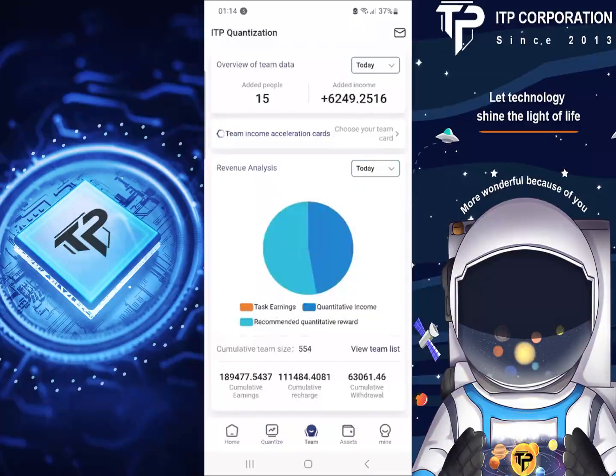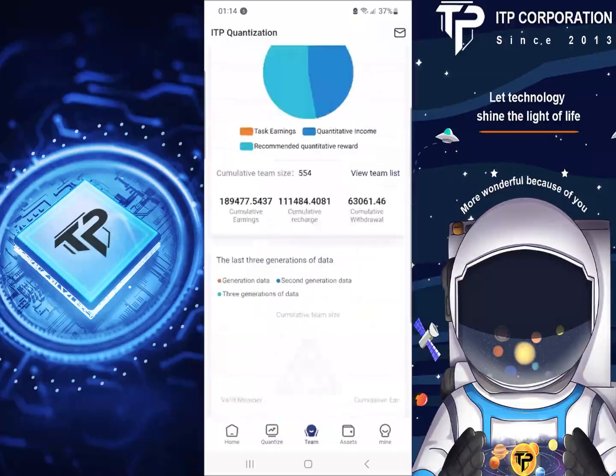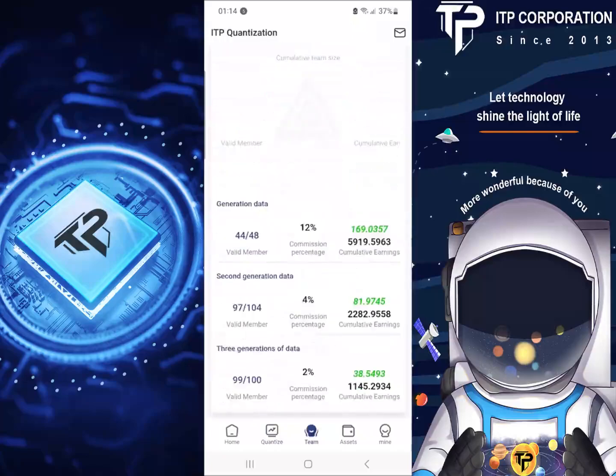And again, building up a team is personal choice. You don't have to build up a team, but if you want to earn more, you can. Now, on my first level, I've got 44 people who are valid members. By valid members, I mean people who have actually paid in their minimum of $100. Today, from those people I've introduced, I've made the figure in green, $169.